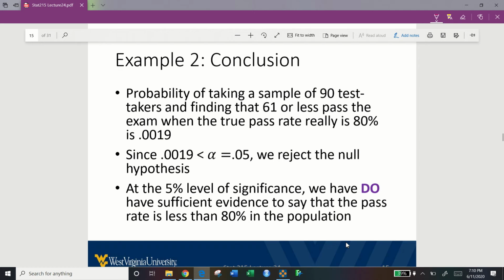Since 0.0019 is less than our alpha value of 0.05, we can firmly reject the null hypothesis. This will leave us to have a conclusion that at the 5% level of significance, we do have sufficient evidence to say that the pass rate is less than 80% in the population.